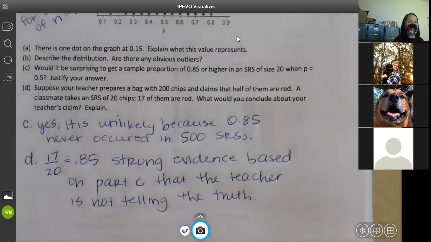Okay, so one more time. Can we get 85%? Yes, it is highly, highly unlikely. So if this student digs into this bag and gets 17 red chips on the first try, that is a very high suspicion that the teacher is lying. That's all it's saying. Could it happen? Yes. There are 20 chips in there. It could be 20 red, 20 out of 20, but that's likely not going to happen.